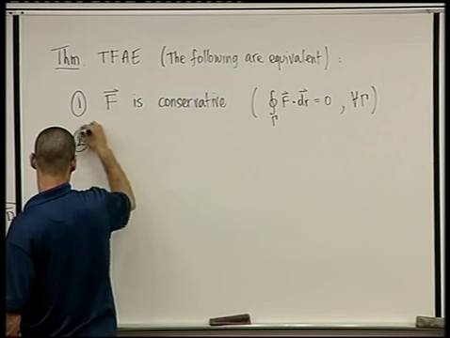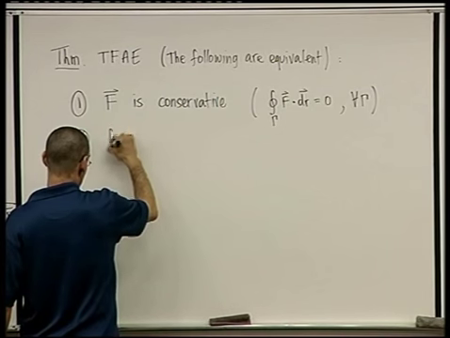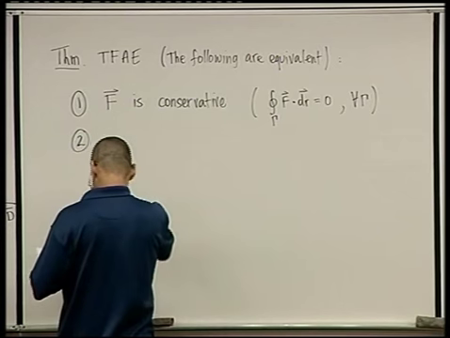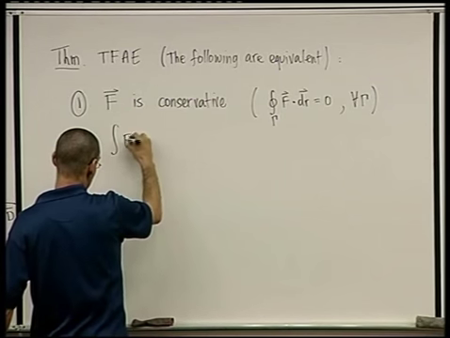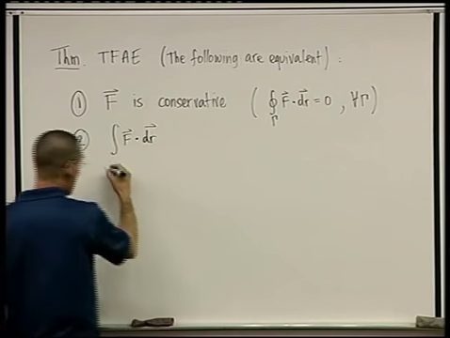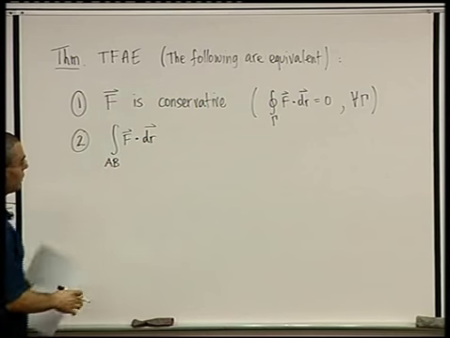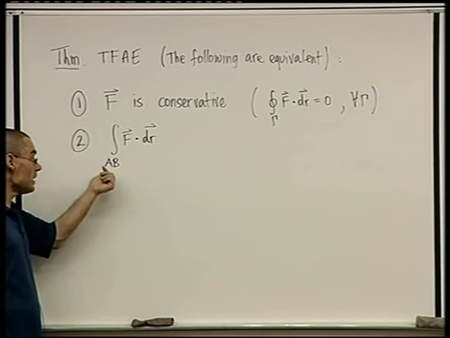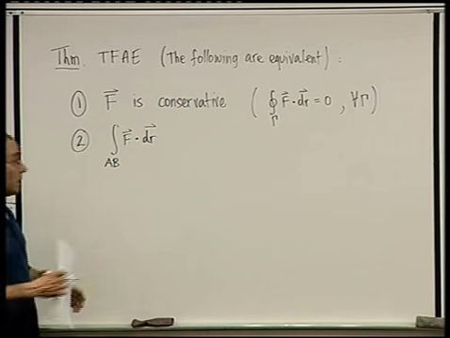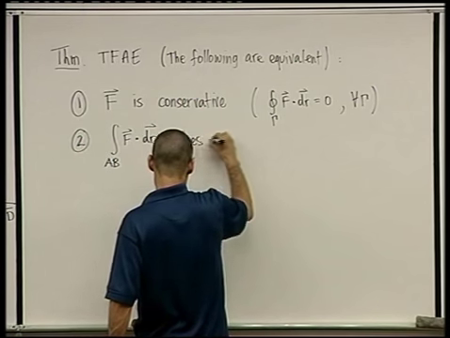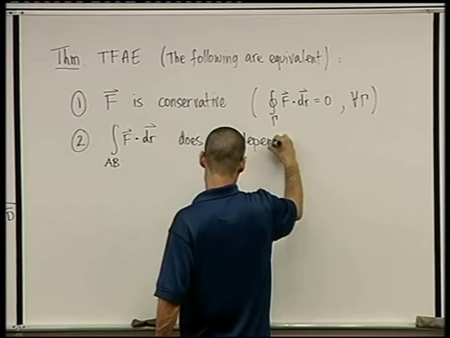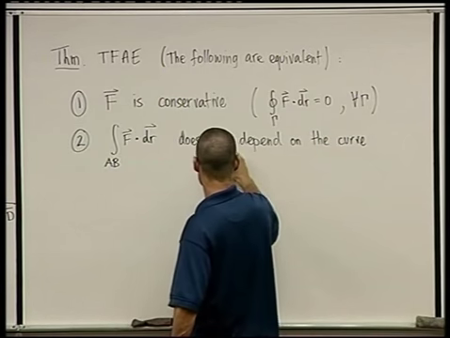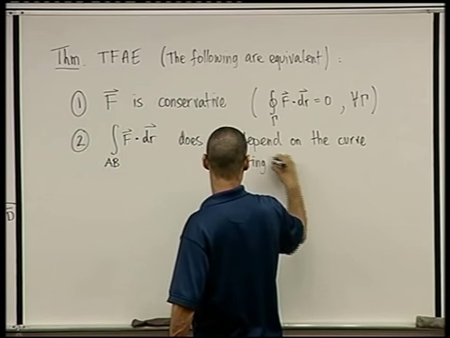Two, or let's write it like this. The integral of F dot dr over some path AB. So when I write AB like this, what I mean is a path or a curve connecting the point A to the point B. That's what I mean when I write something like this. Does not depend on the curve or the path connecting A to B.